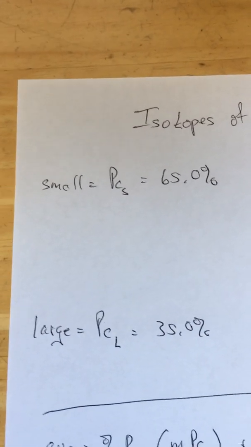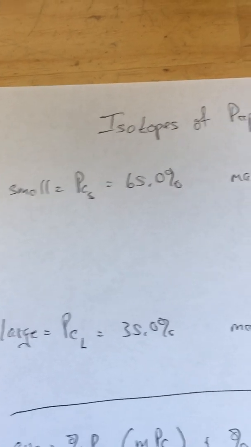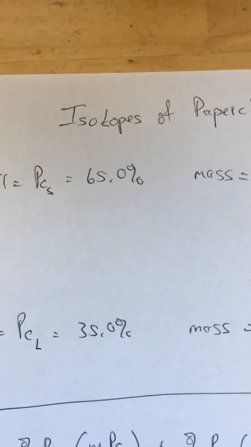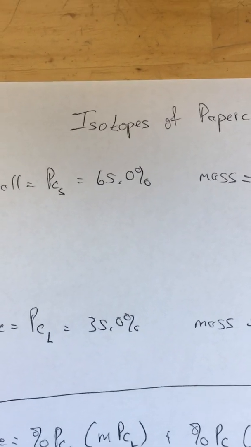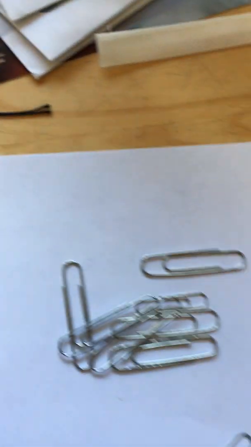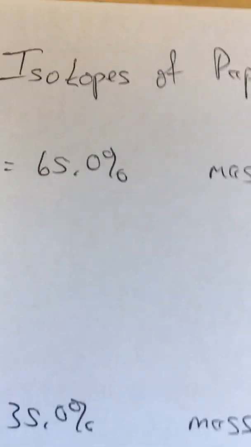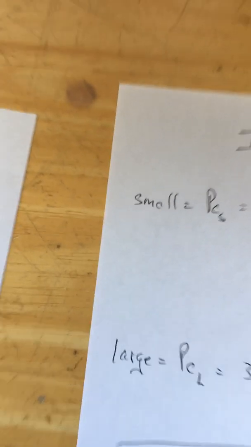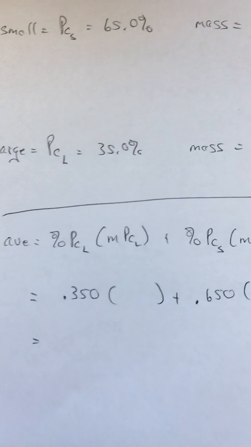And I've done extensive studies on paperclipium, and I've found that the small paperclipium is 65% of all the paperclipium, and the large is 35%. So now what I'm going to do is take the mass of each of these. So we have here a large paperclip, and the mass is 0.96 grams. So let's write that down, 0.96 grams. And then we'll do the same thing with a small isotope, the small paperclipium, and the mass is 0.42 grams.